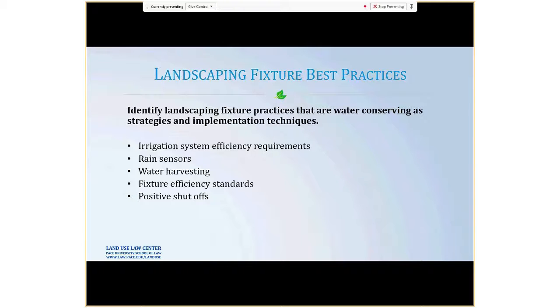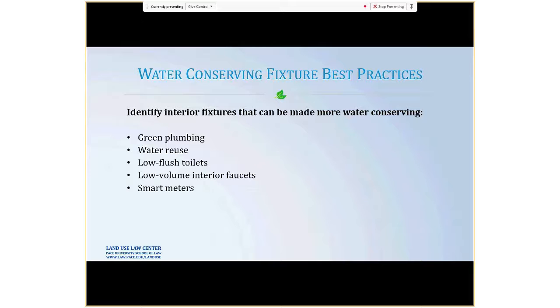Now, these are very well-known practices to water planners, to most water planners in most water districts, but relatively unknown to land use planners. So if you come to my last slide, water conservation best practices.